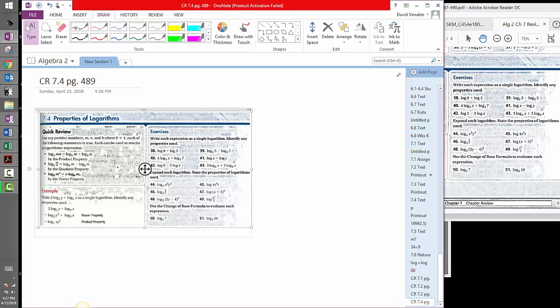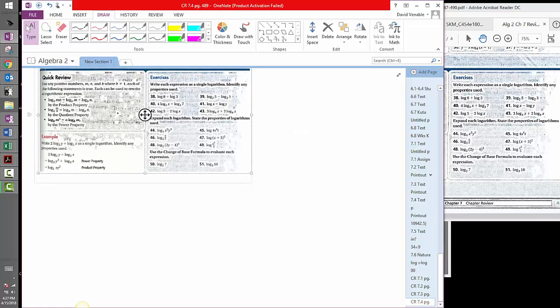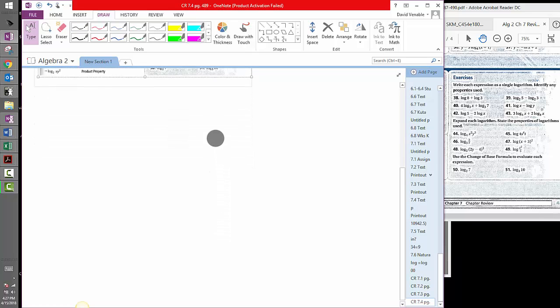Again, and just a quick review, if you look in your textbook, you'll see these properties in there, this being the product property, the quotient property, this is the power property. I'm going to be using those throughout the video. So please review these if you need to.